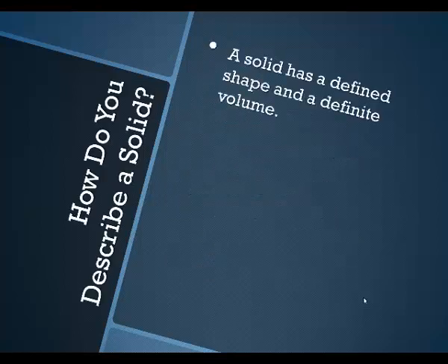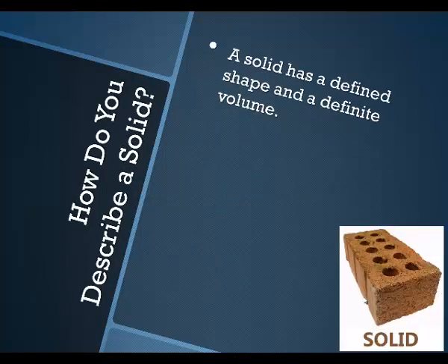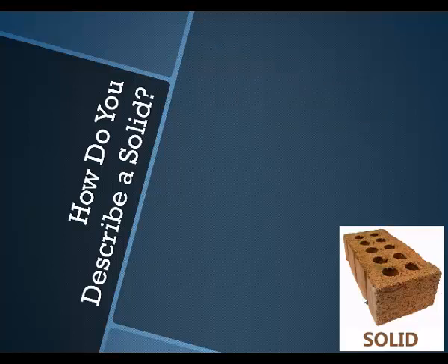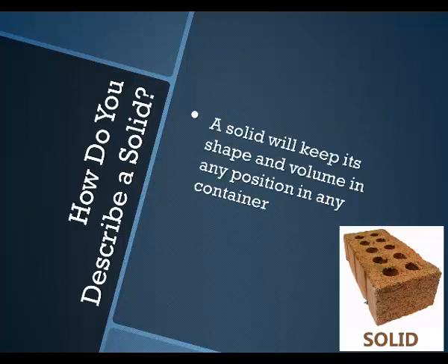So how do we describe a solid? A solid has a definite shape and a definite volume. A brick is an example of that. A solid keeps its shape and volume in any position in any container. So if we were to take a brick and put it in a 5-gallon bucket, it would remain the shape that it is.